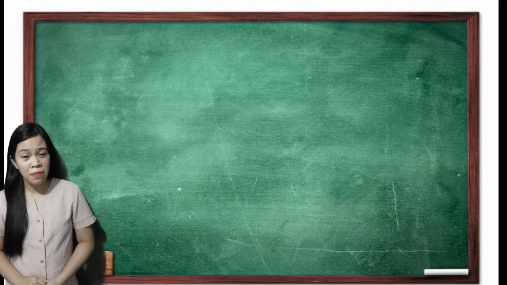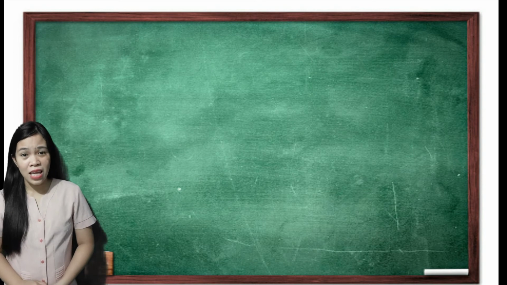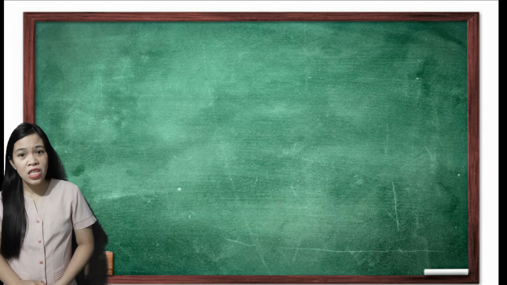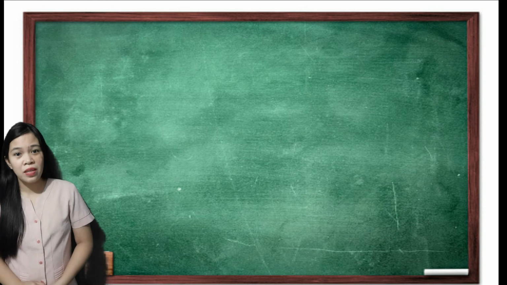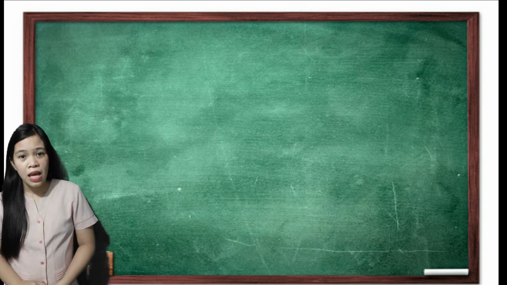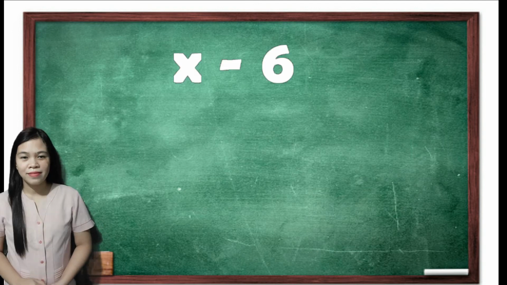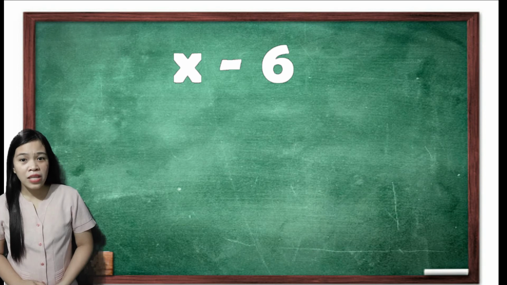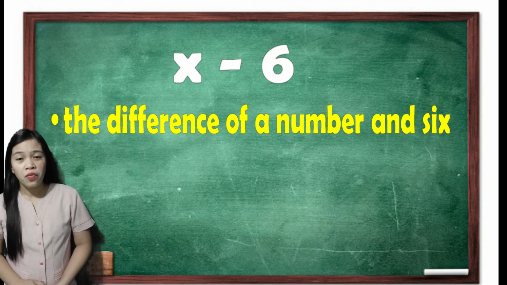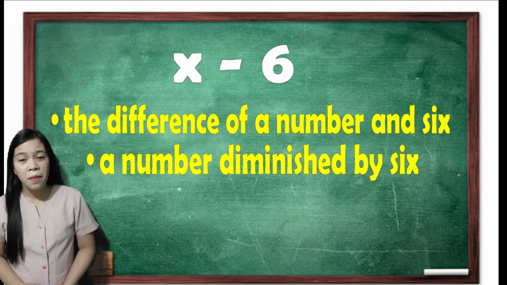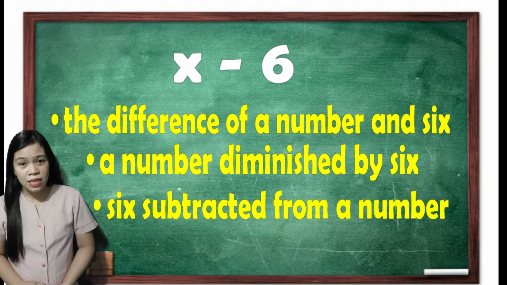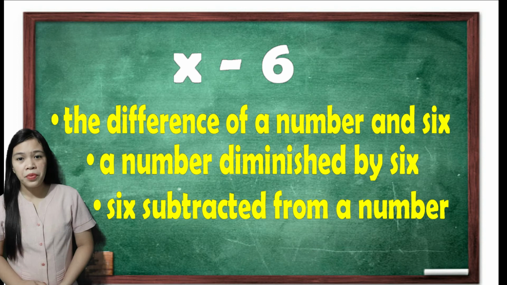How about if the given is a mathematical phrase to be translated into English phrase? In this case, answers may vary because we can use different words as long as it is related to the operation in the given. To further understand this, let us have our first example. The possible answers that we can have for this mathematical phrase are the difference of a number and 6, or a number diminished by 6, or 6 subtracted from a number.